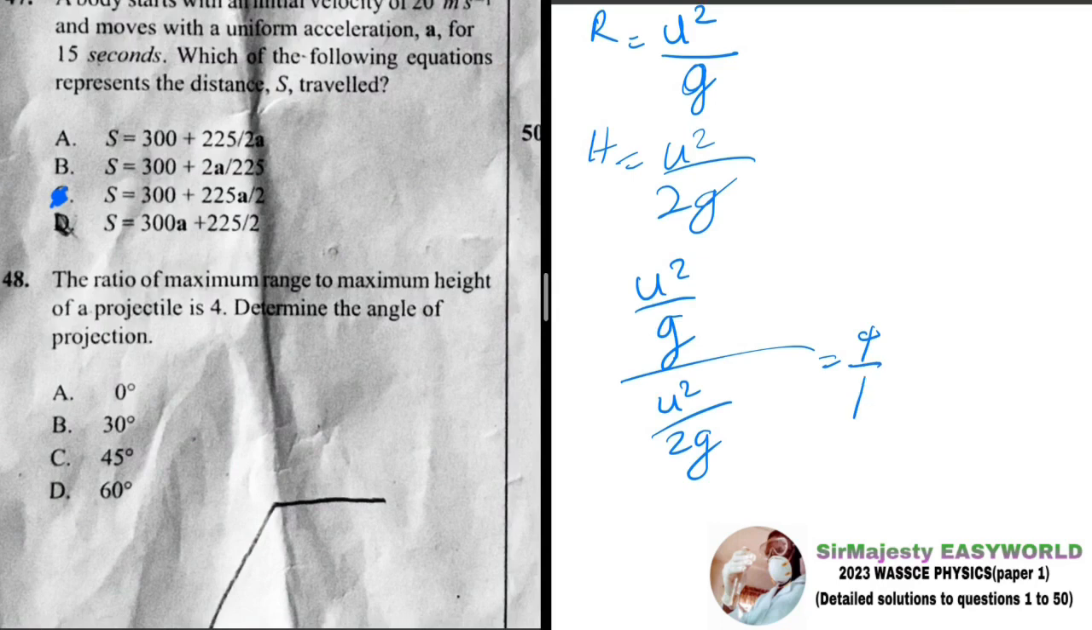So I need to switch the fraction. I need to turn over the fractions. That will be u square over g times 2g over u square, where u square will cancel u square here, and g will cancel g here.